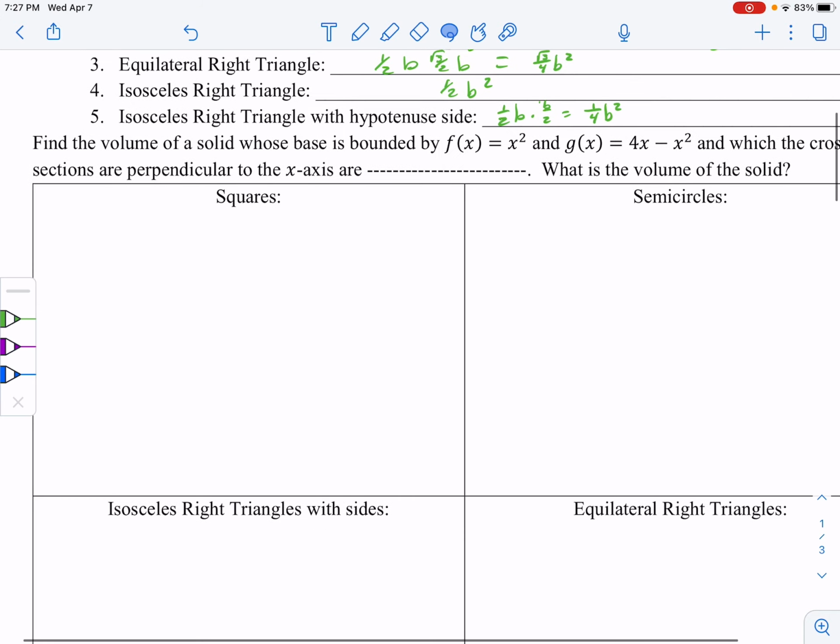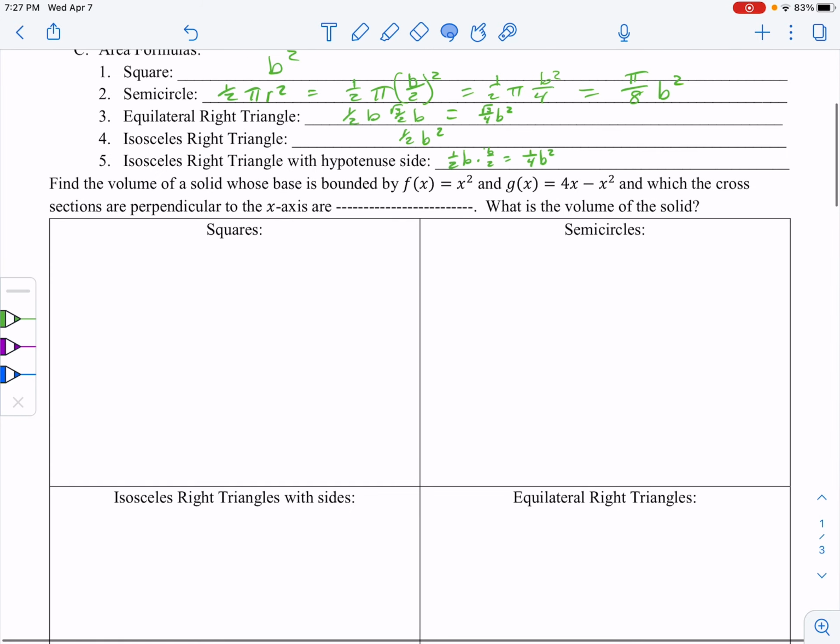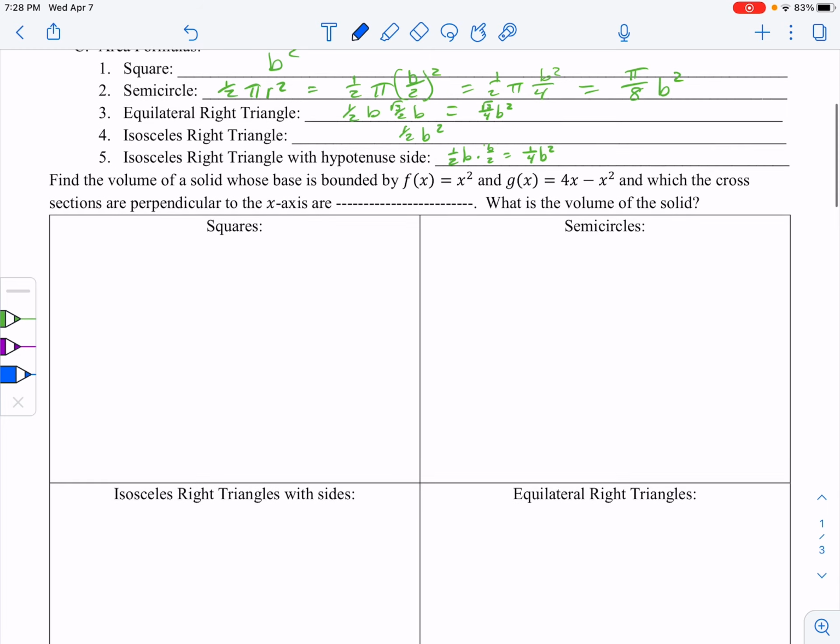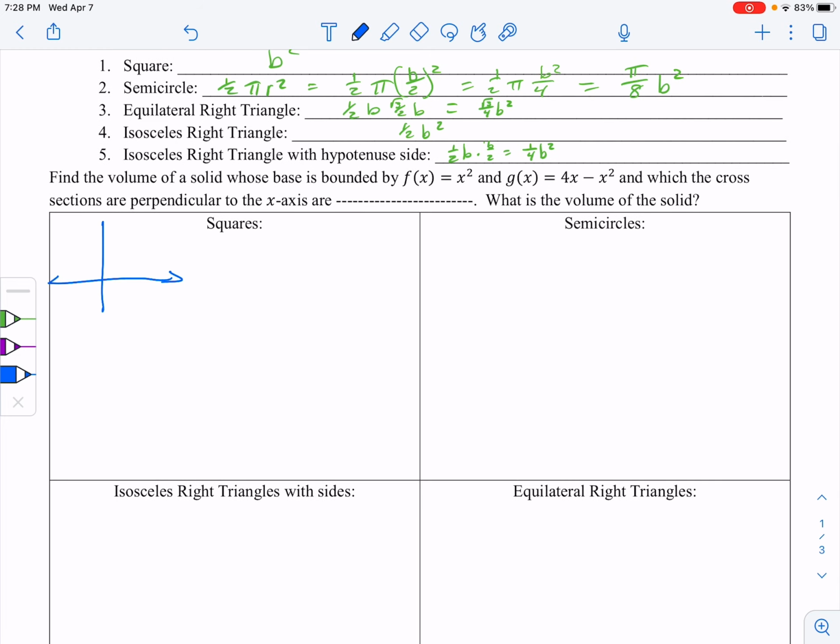All righty, so find the volume of a solid whose base is bounded by x squared and 4x minus x squared, and which the cross sections are perpendicular to the x-axis and are squares or semicircles, etc. Okay, so I usually make myself a quick sketch. Let's do blue. All right, this is x squared.